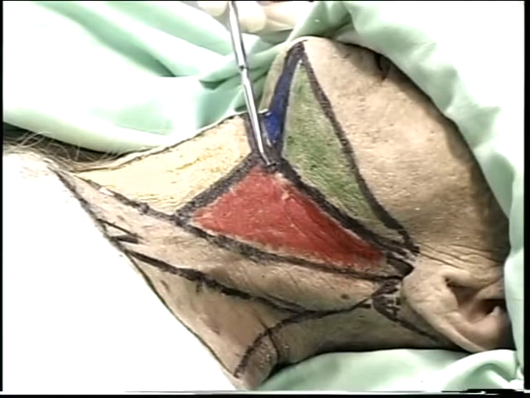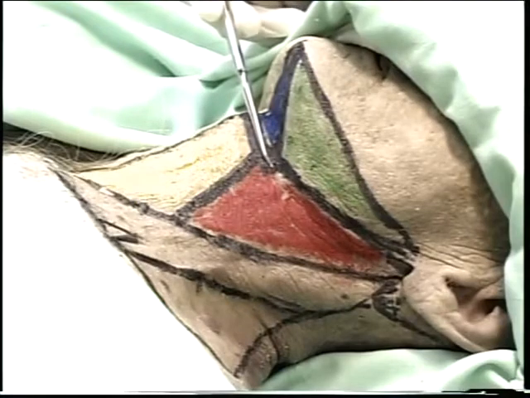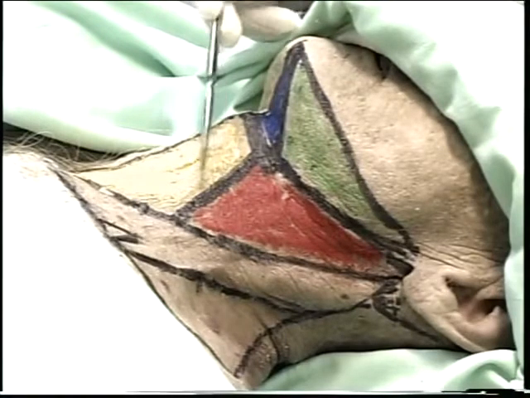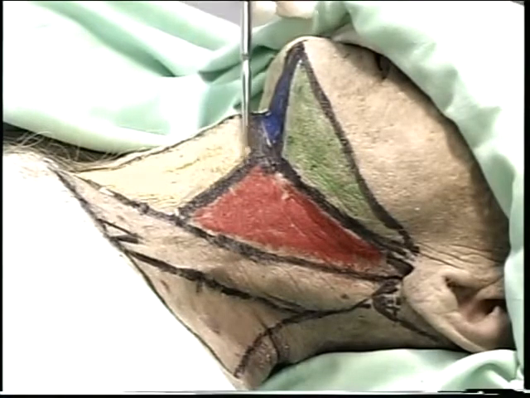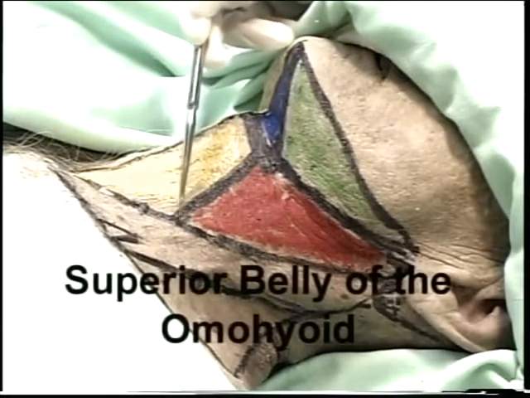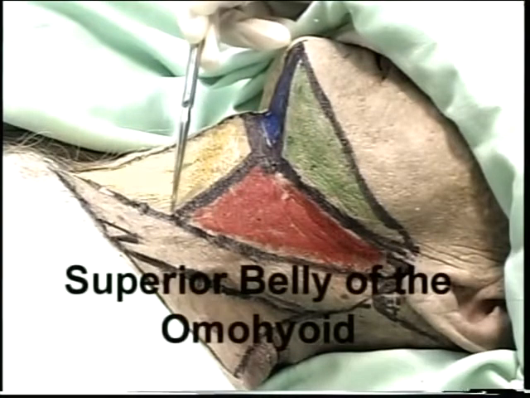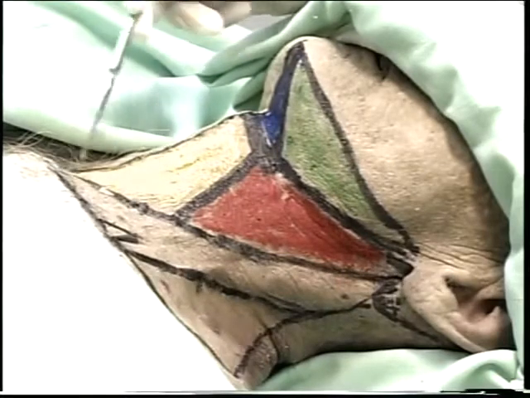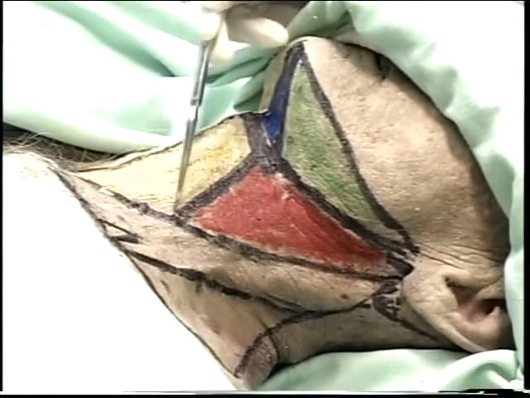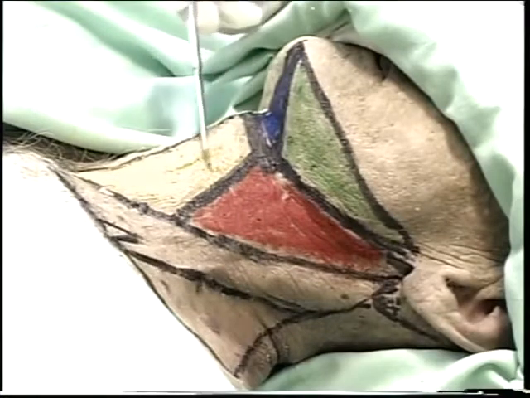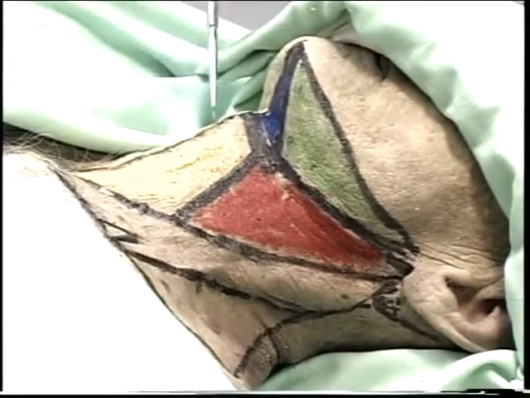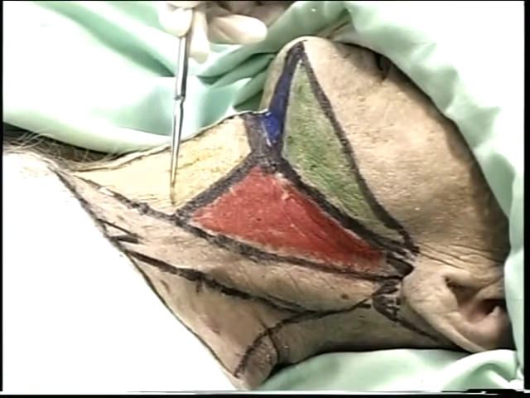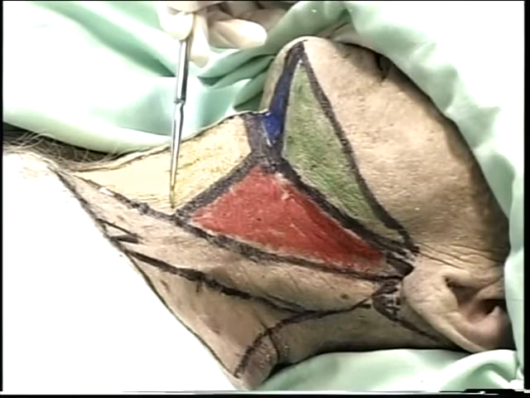This area here is the body of the hyoid bone and the greater cornu of the hyoid bone. This area here represents the superior belly of omohyoid. So the triangle between the sternocleidomastoid muscle, midline, and the superior belly of the omohyoid, this yellow triangle, is your muscular triangle, and it contains the strap muscles.